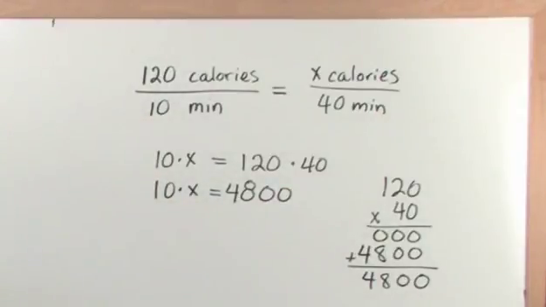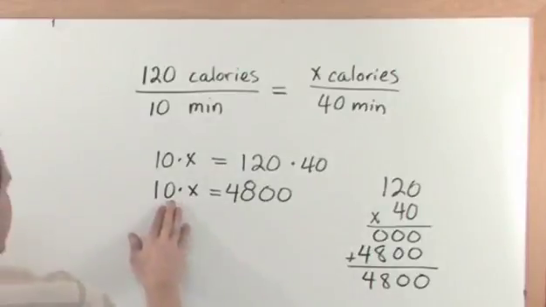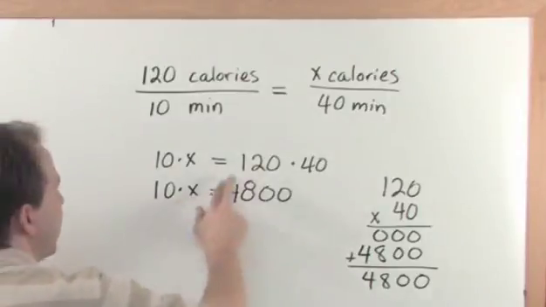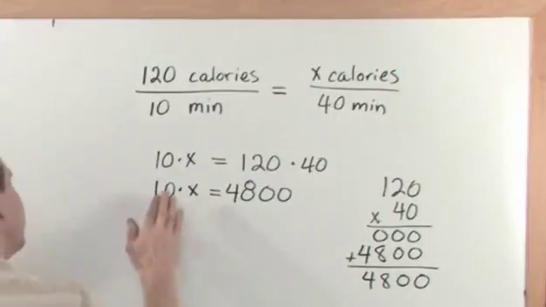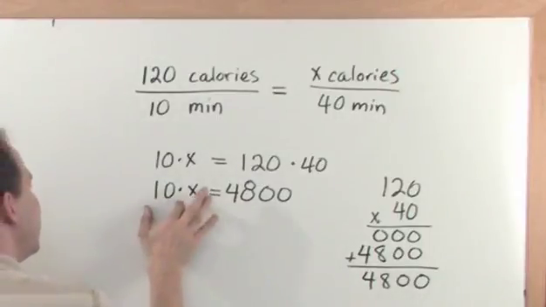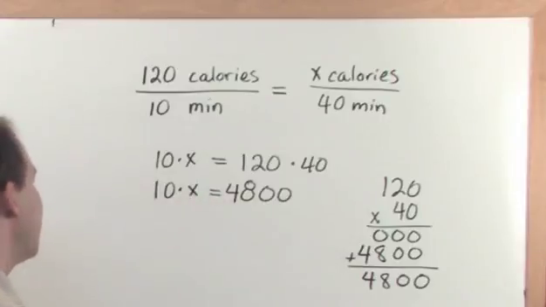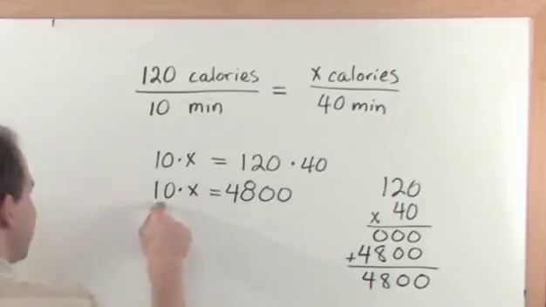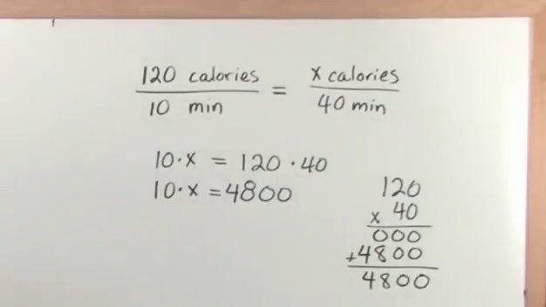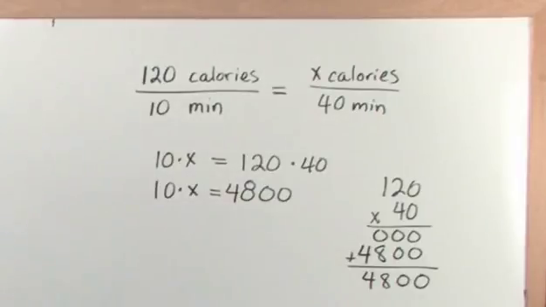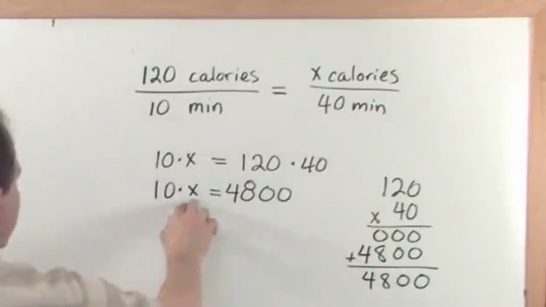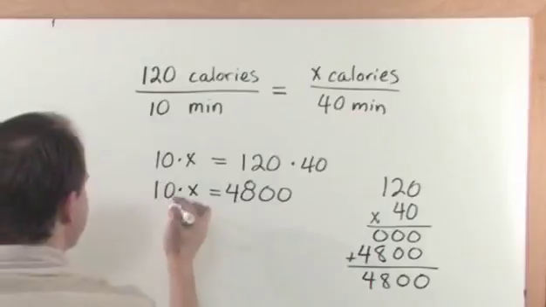So we've done our cross multiplying, and we know that we want to find out what X is because that is how many calories I'm going to burn in 40 minutes. But I have 10 times X. So I have to get X by itself, and then once I do that, I've solved the problem. So notice that here 10 is multiplied by X, 10X. The only way to get X by itself is to divide by 10 because these are multiplied together. The opposite of multiplication is division.